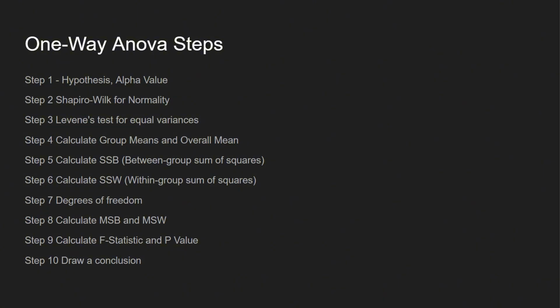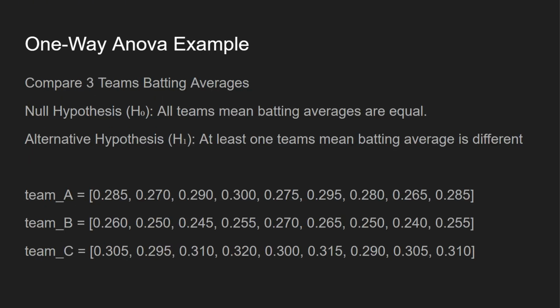All right, there are 10 steps. Hypothesis, alpha value, Shapiro-Wilk for normality, Levene's for equal variances, then calculate group means and overall mean, SSB, SSW, degrees of freedom, MSB and MSW, F-statistic and p-value, and then draw a conclusion. We'll go through these really fast.